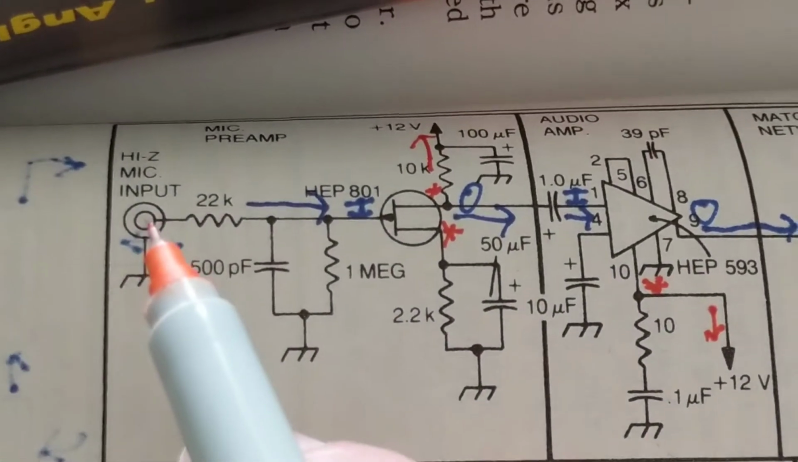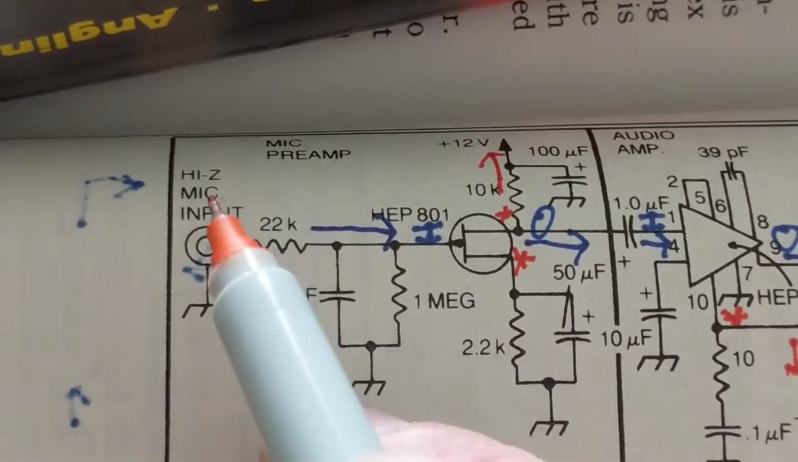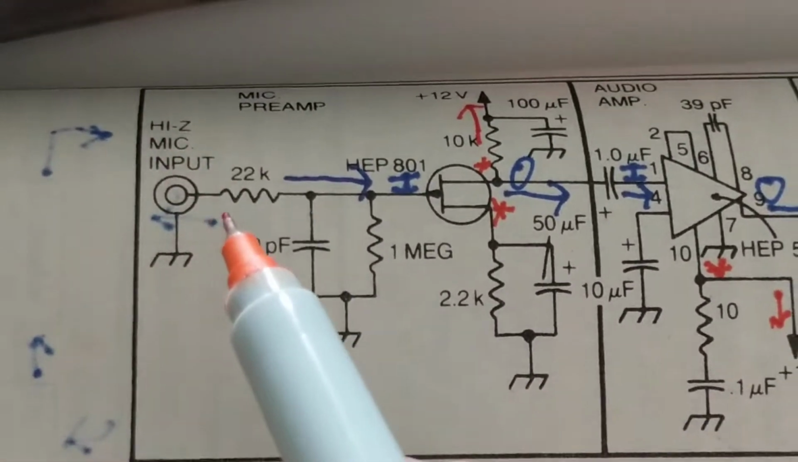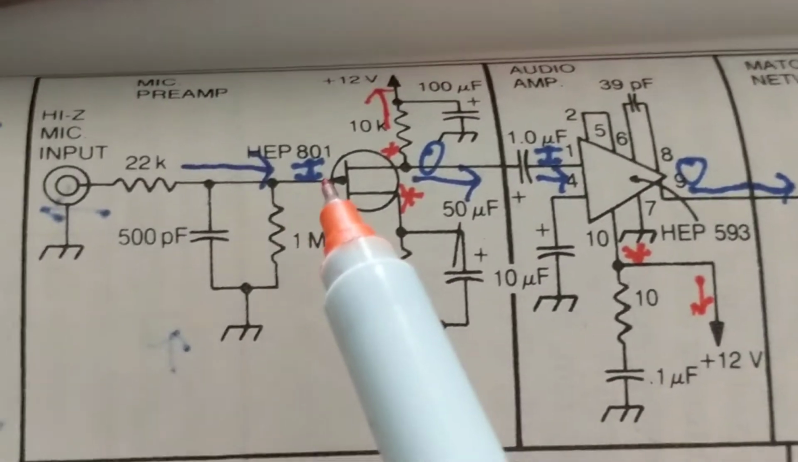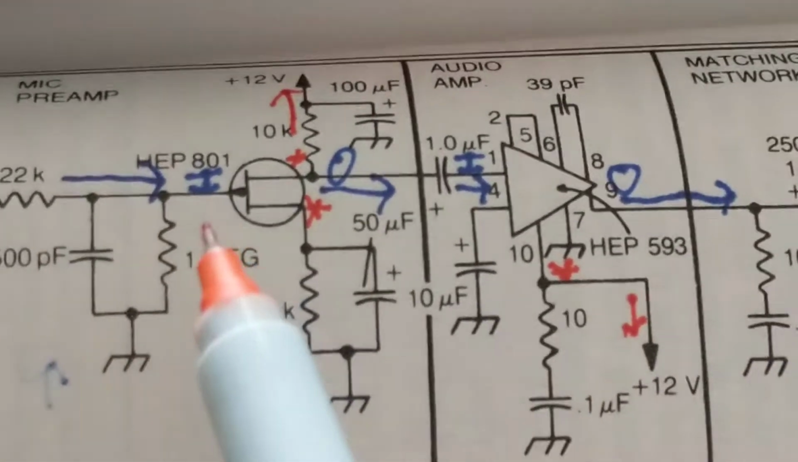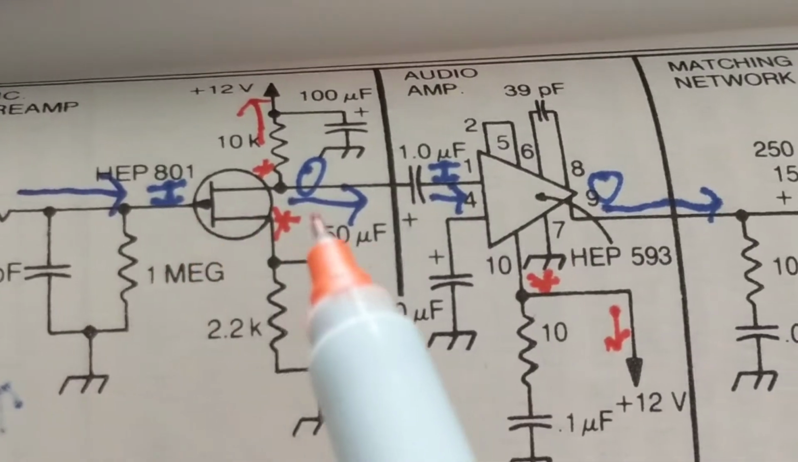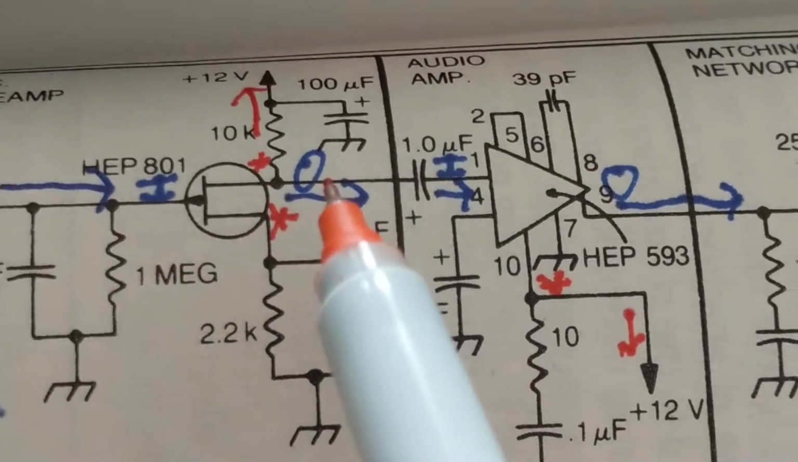So we start from here. This is the input. How do I know? It says microphone input, high impedance. This is the audio signal when we speak into a microphone. It goes in here, and I put an I to indicate input. Comes out here, O, output.